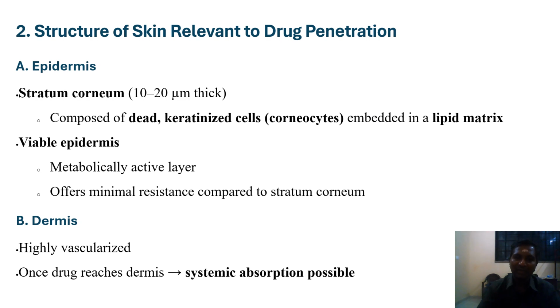Below the stratum corneum is the viable epidermis, which contains living cells. This layer is metabolically active and offers much less resistance to drug diffusion compared to the stratum corneum. Below the epidermis lies the dermis, which is a highly vascularized layer. Once the drug reaches the dermis, it can be absorbed into the blood vessels, making systemic absorption possible.